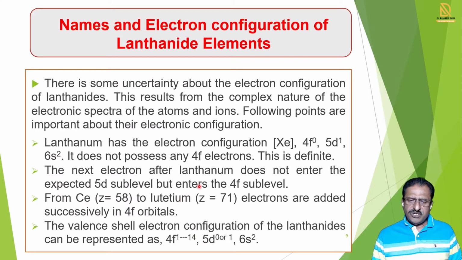Then the next electron after lanthanum does not enter the expected 5d sublevel but enters the 4f sublevel. So from Ce, atomic number 58, to lutetium, atomic number 71, electrons are added successively in the 4f orbitals, and this valence shell electronic configuration of lanthanides we can see in the diagram or in the table. So here we write the general electronic configuration: 4f1 to 14, 5d0 or 1, and 6s2.